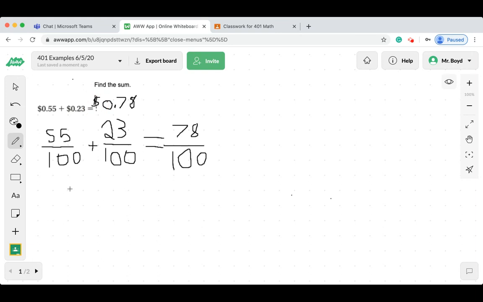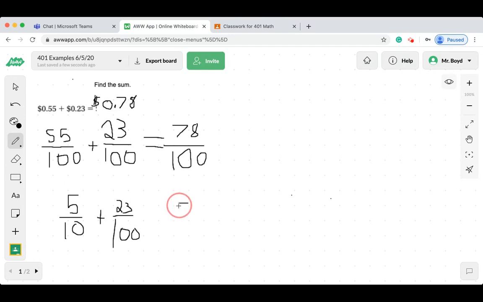So for this example, they were both in hundredths. It worked out perfect. But let's say it was maybe 5/10 plus 23 hundredths. Now I can't add these numbers because my denominators are not the same. So what I would have to do is change 5/10 to hundredths.